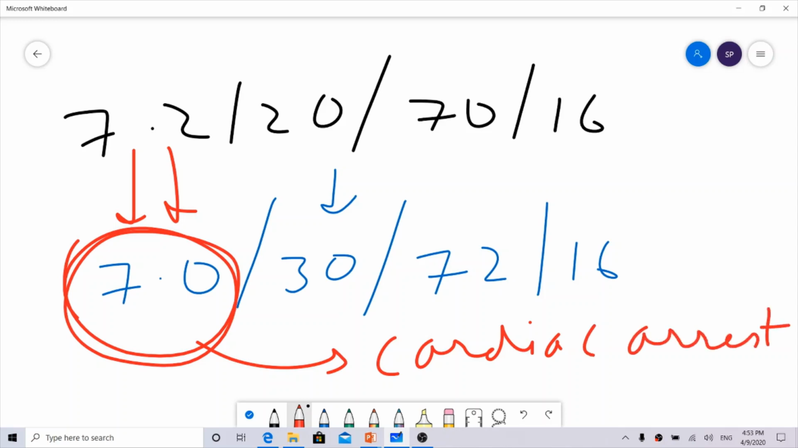This sudden drop in pH will lead to cardiac arrest. So this is very dangerous. It is catastrophic for the patient. You need to keep this in mind. Okay, this is very important.